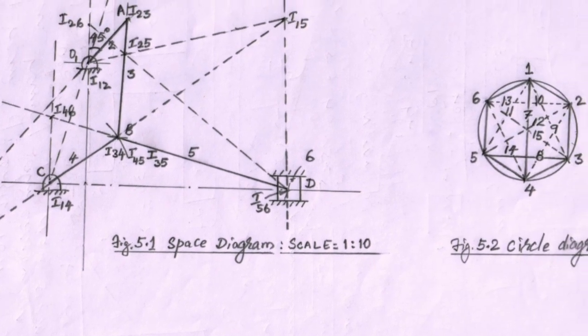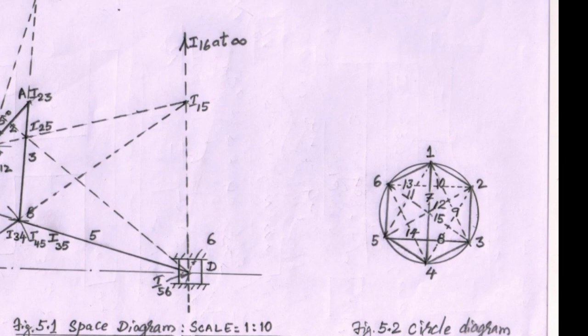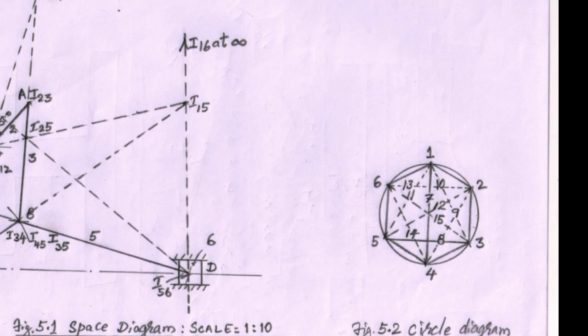So after getting I13, you can go for the next instantaneous center. Any instantaneous center, as long as you are able to get a common side for the 2 triangles, you will get the instantaneous center. The next instantaneous center I have considered is I15. After that, I25, I26, and then I46. Last one is I36. So by using 2 triangles having the common side, you can find out the instantaneous centers using Kennedy's theorem.